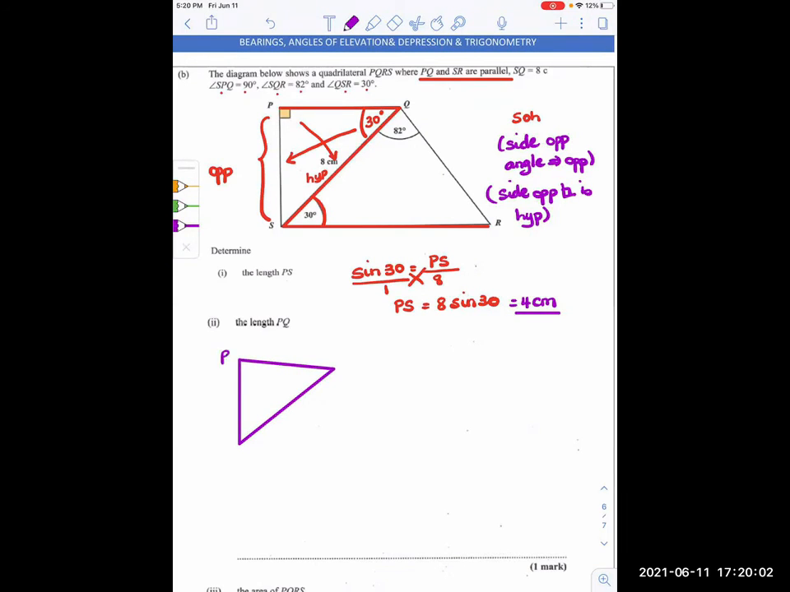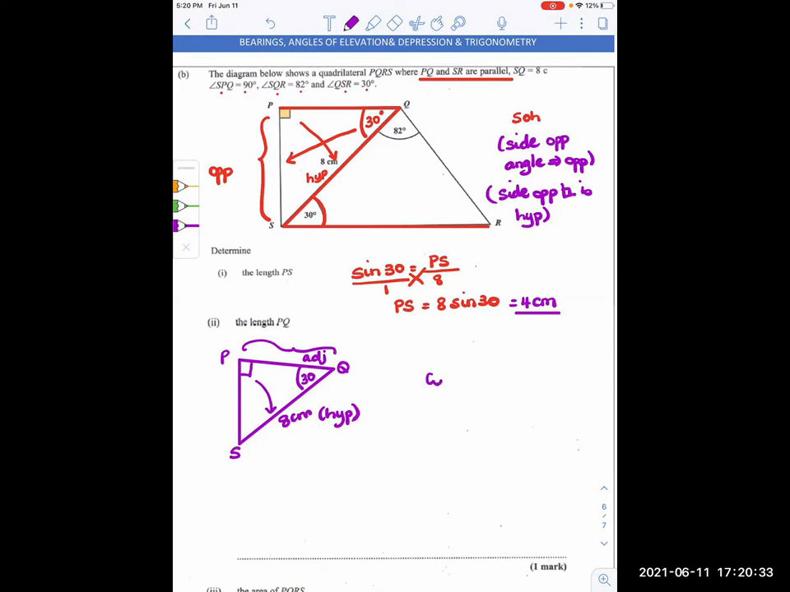So P, Q, and S. This is a 90 degree angle. This is 8 cm, which means I have the hypotenuse. This is my 30 degree angle, and I do not want PS this time, I want PQ. So which trig ratio deals with adjacent and hypotenuse?